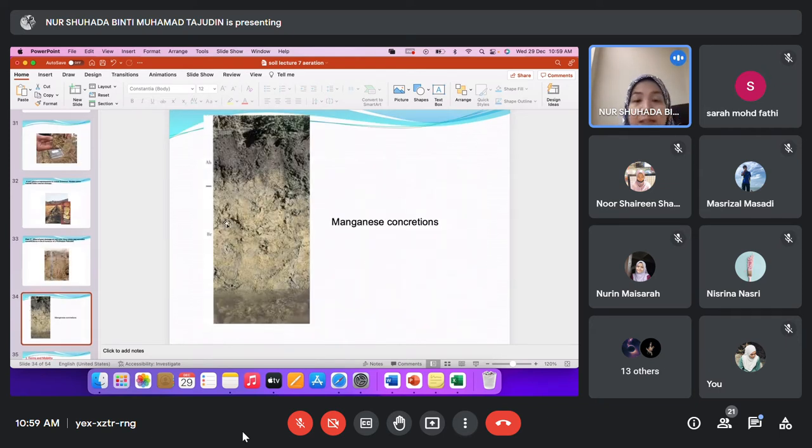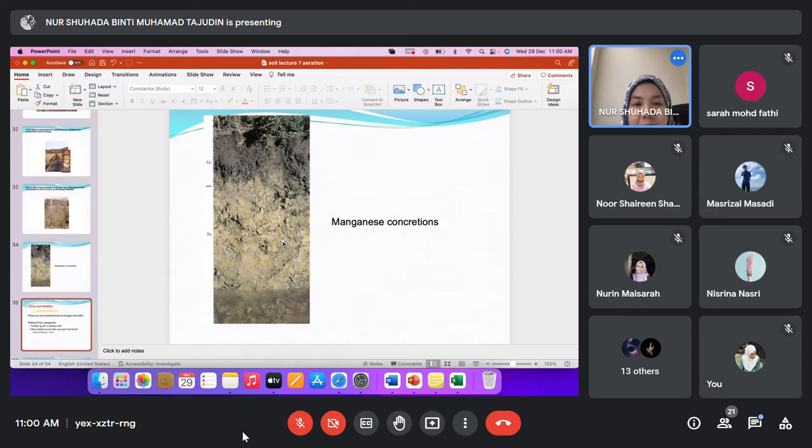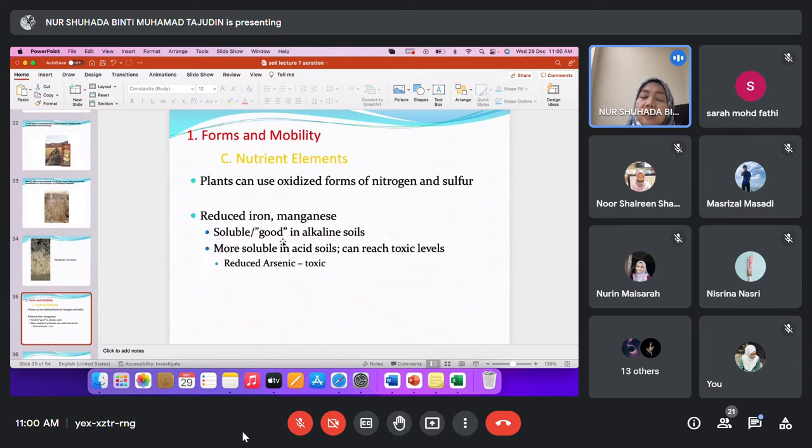The physical properties affect this. Okay, this is the manganese concentration. Manganese concentrations under the reduced state. Earlier, reduced manganese can cause the soil to become like cement. Okay, so another thing we can see is that plants can use the oxidized form of nitrogen and sulfur. That is the good part. Because without the process of oxidation, nitrogen will not become nitrate, and sulfur will not become sulfate. Those forms of nitrogen are readily taken up by the crops.